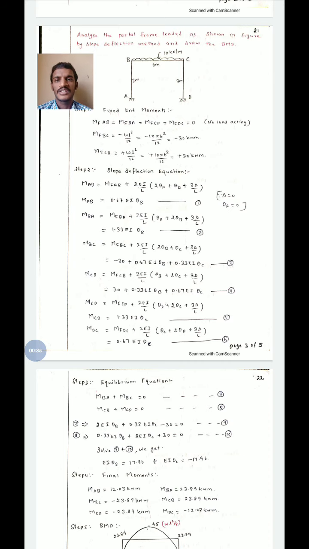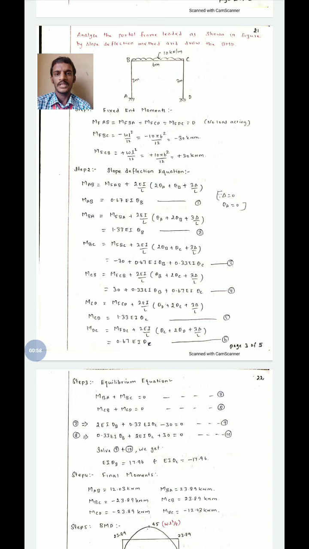Step 1. Fixed end moment. In fixed end moment calculation, for AB and CD columns there is no load acting, therefore M of AB, M of BA, M of CD, M of DC, these 4 moments are considered as 0 because there is no point load or UDL acting on both the columns.